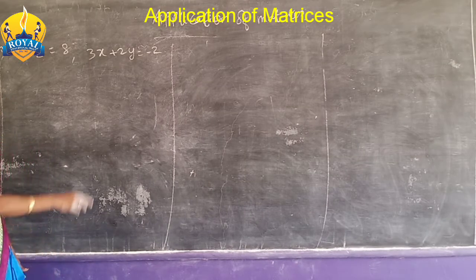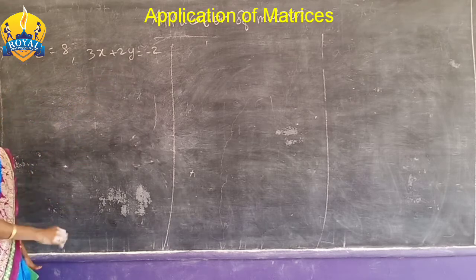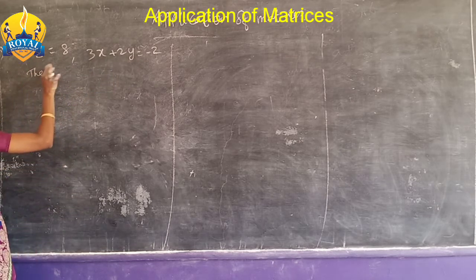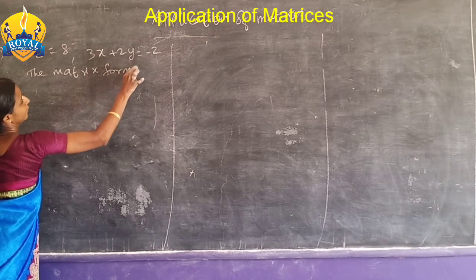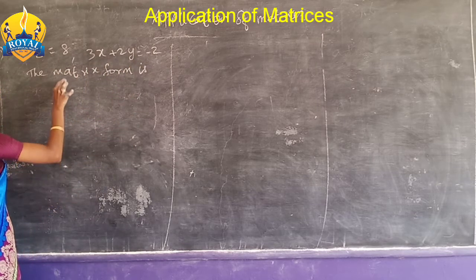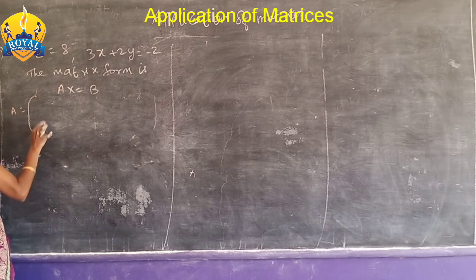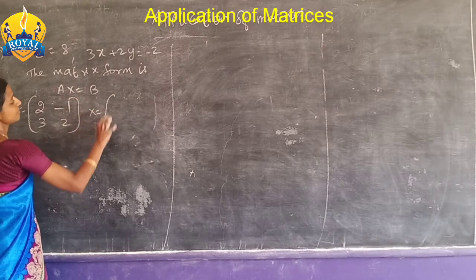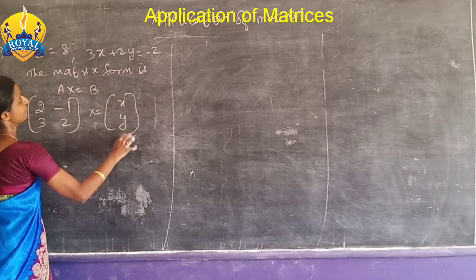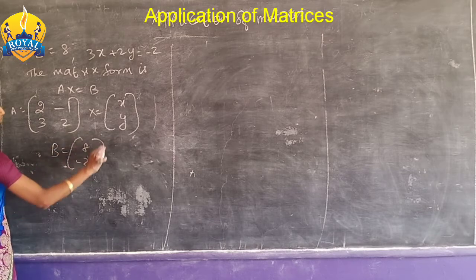Let me enter into the second problem. 2x minus y equal to 8, 3x plus 2y equal to minus 2. So my matrix form is Ax equal to B. So my A is 2 minus 1, 3, 2. My x is the two unknowns x and y I have here, and my B is 8 minus 2.